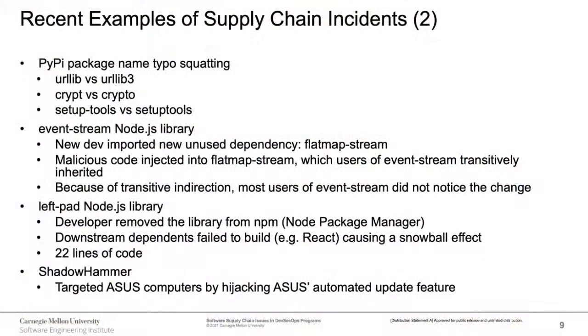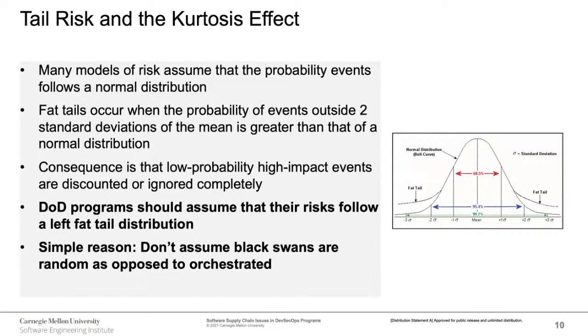And the last one here is ShadowHammer. This is an update system attack. So ASUS computers, ASUS is a third-party system integrator. They have an update system for their software, and lo and behold, it got hijacked. And so malicious updates were sent down this pipe, were published into ASUS and got sent down to users of ASUS's computers, and they were downloaded and installed. So those are some incidents.